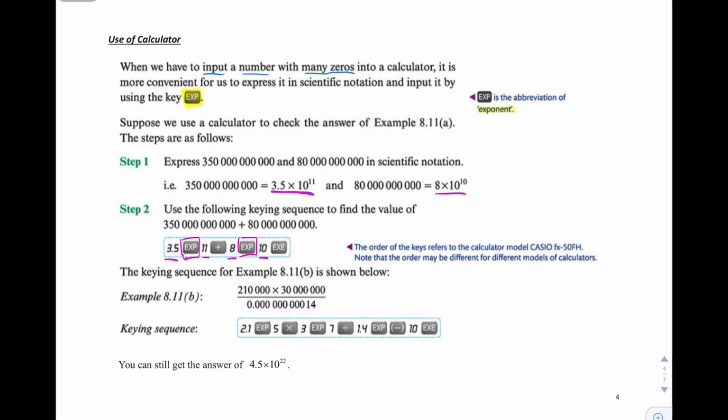And similarly, if we have some very small number like this one, this is equal to 1.4 times 10 to the power of negative 10. So when you use your calculator, you just press 1.4 exponent negative 10. Then you can input the values of this number in scientific notation. You can try to do it yourself.